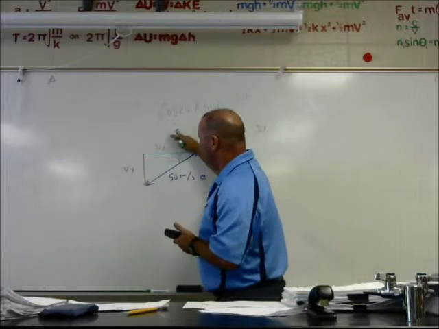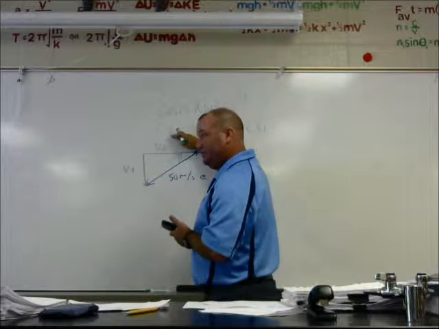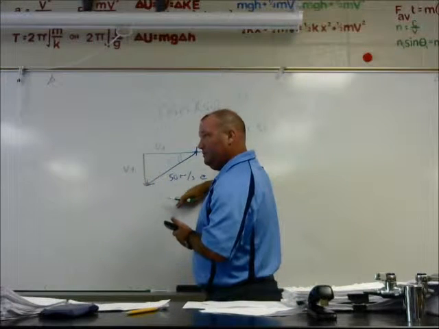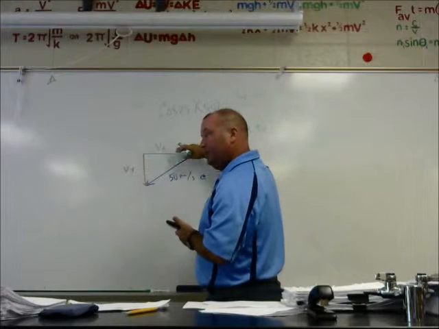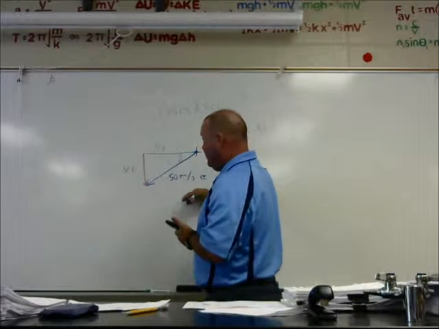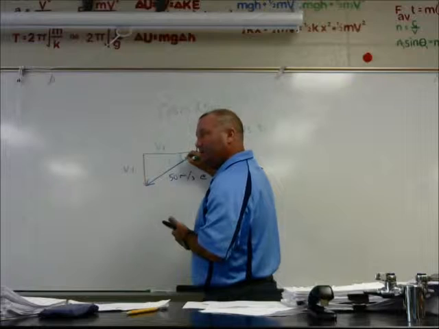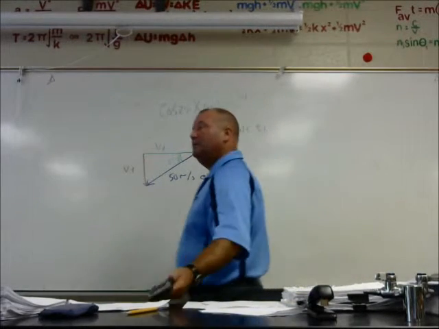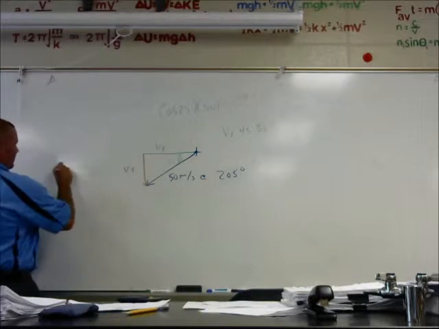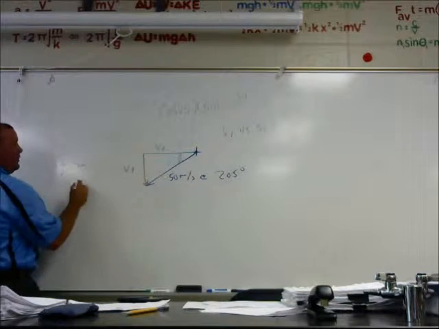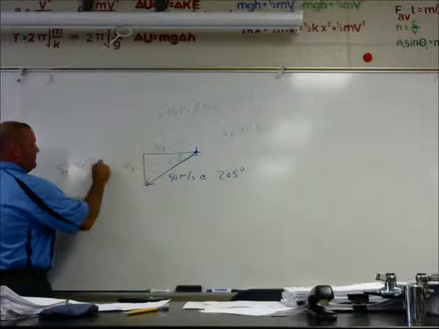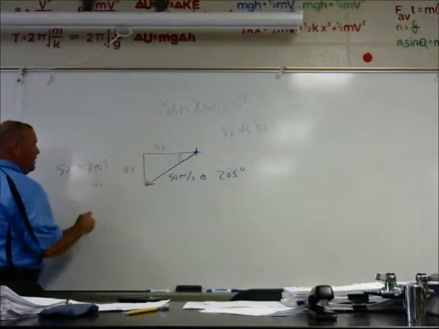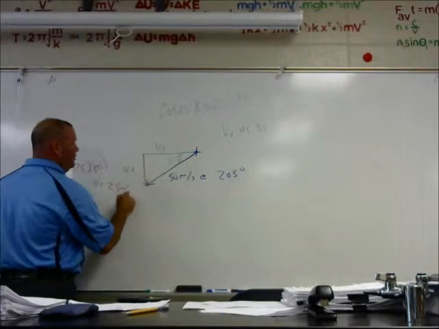This is the adjacent over the hypotenuse, so cosine should relate those, right? Here's my small angle. Does that make sense? Okay. What about my sine, for my y component? Sine of 25 times 50 should equal Vy. It should be 25 meters per second.